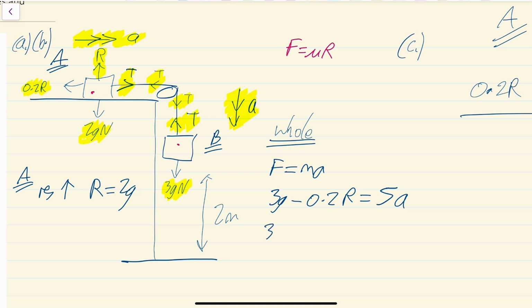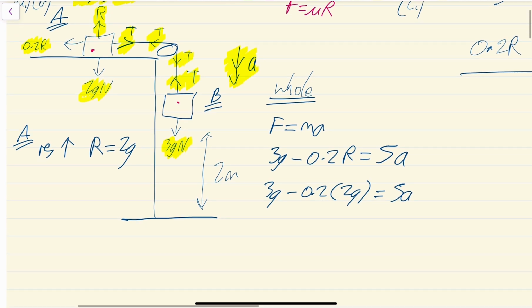So let's just fill this in. That's 3g minus 0.2 times 2g is equal to 5a. And let's just sort that out. So that's going to be 3 times 9.8 minus 0.2 times 2 times 9.8, and then divide across by your 5. And I have got a perfect value of 637 over 125. That's my acceleration. Okay, so that's how the whole body accelerates.